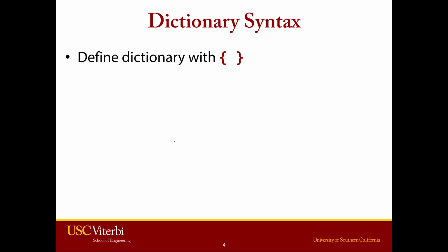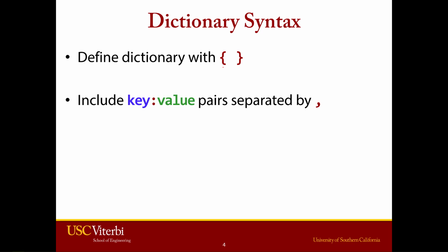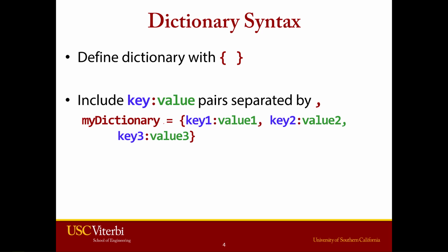So our basic syntax is that a dictionary starts off with a curly brace. We then list our key values in pairs, key colon value, separate them by a comma. So an example would be my dictionary equals curly brace, key 1 colon value 1, comma, key 2 colon value 2, comma, and so on.